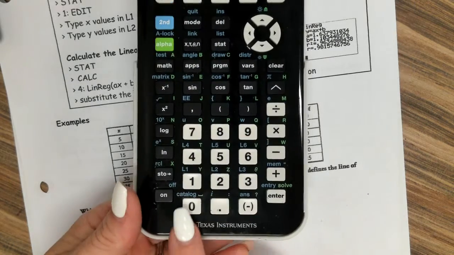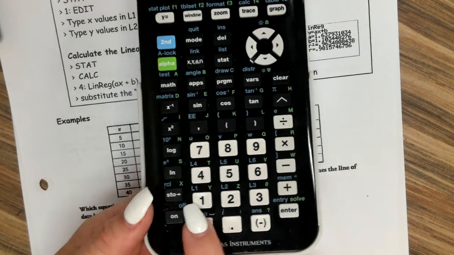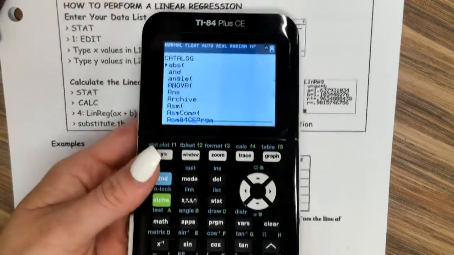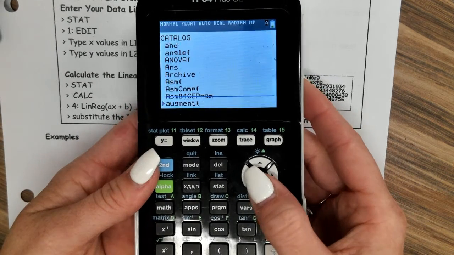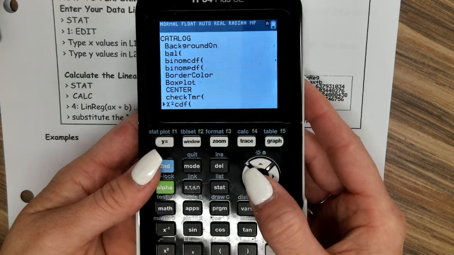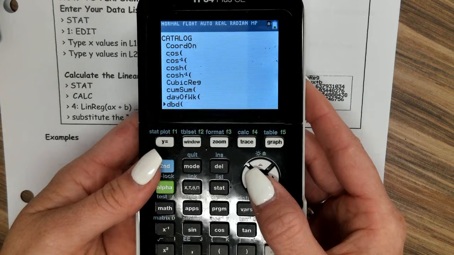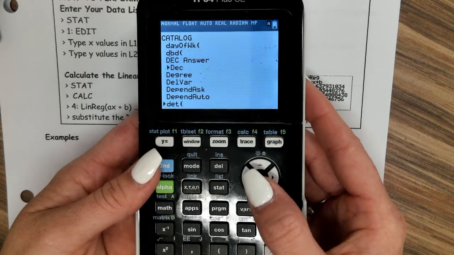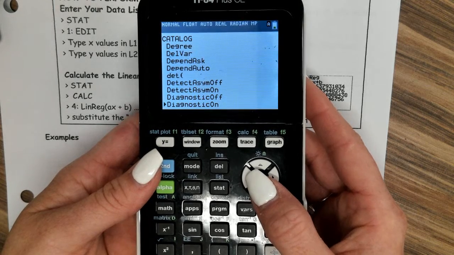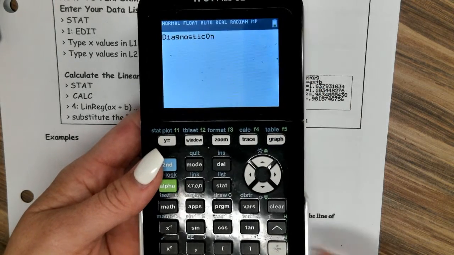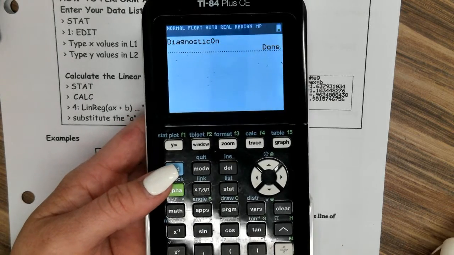Go down. Do y'all see right above 0 in blue? It says catalog. So hit second 0, and this should pop up, and we need to turn on the diagnostics. So just scroll down. It's all in alphabetical order. So scroll down and turn on the diagnostics. Right there. See where it says diagnostic on? So you would hit enter and hit enter again. And it should say done so that it works.